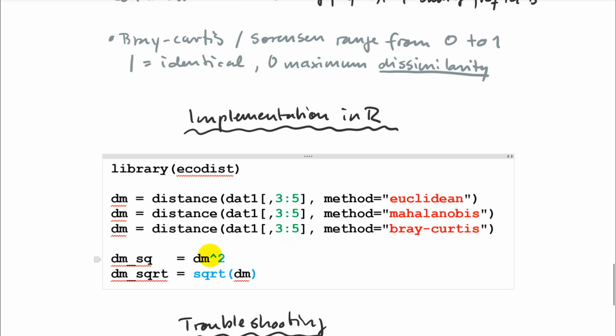So the last thing that people do is sometimes they square the distance matrix or take the square root of the distance matrix. So if you have a distance matrix with lots of very small distances and a few large distances, so you kind of have a skewed distribution of differences, then you could use a square root transformation in a way to have a more even distribution of distances. So that makes your dendrograms or plots a little bit more pleasing. Or you can do it the other way around. So if you're in the other situation that you have lots of large distances and few small distances.